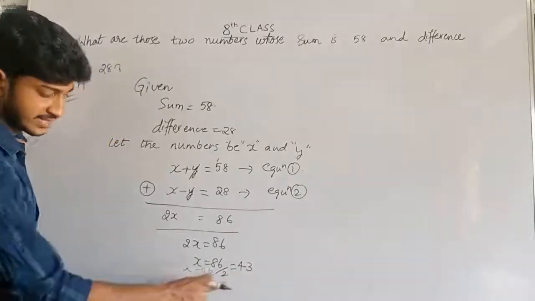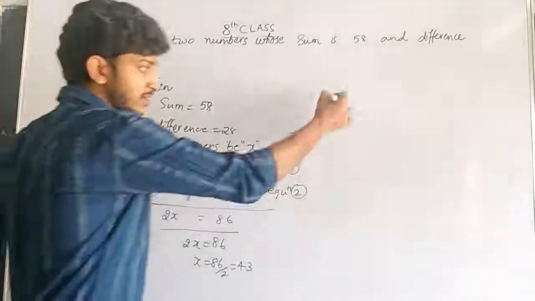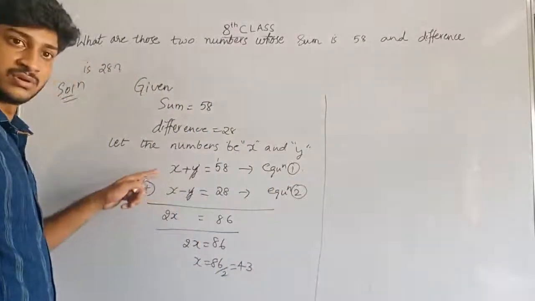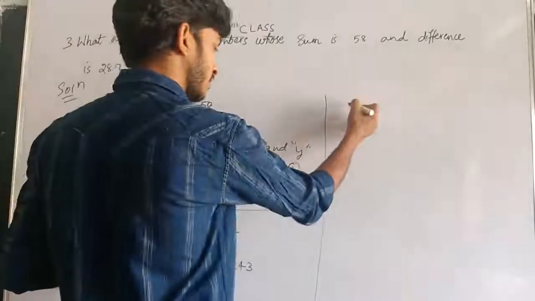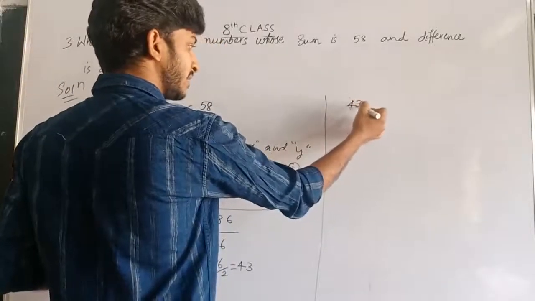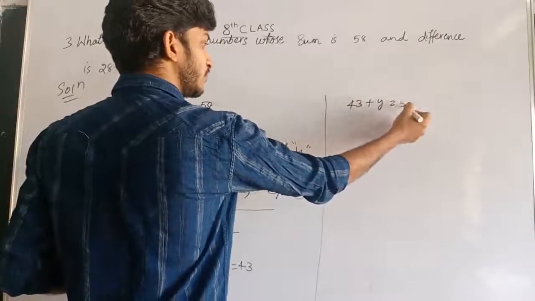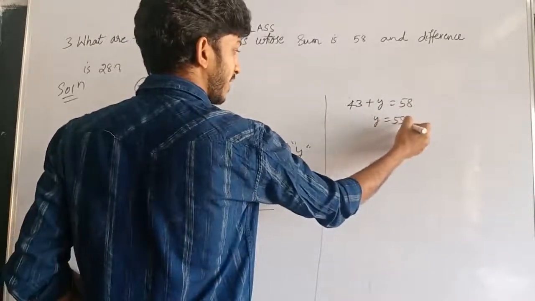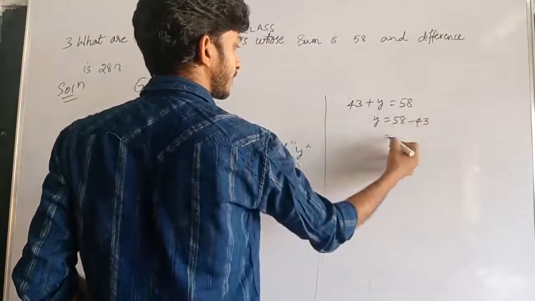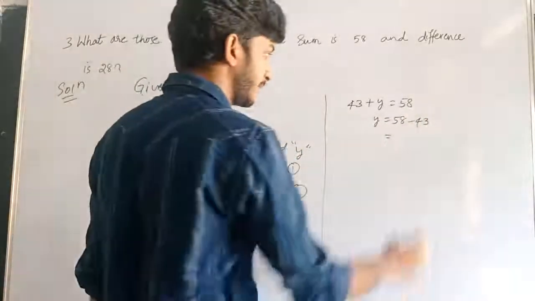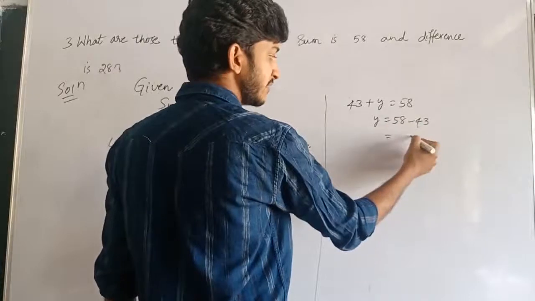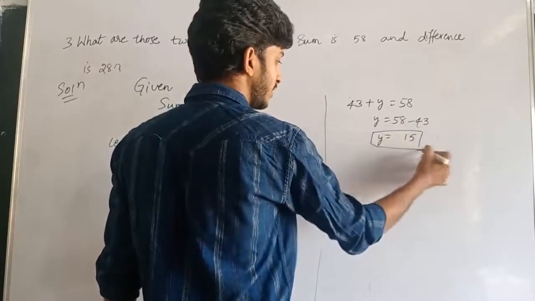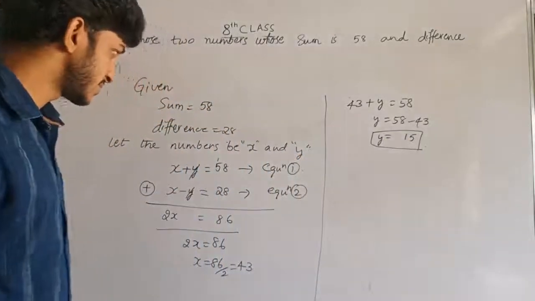One number is 43, x equal to 43, then find the value of y. So substitute in any of these two equations. So 43 plus y equal to 58. y equal to 58 minus 43. 8 minus 3, 5. 5 minus 4, 1. So what is the value of y? 15.